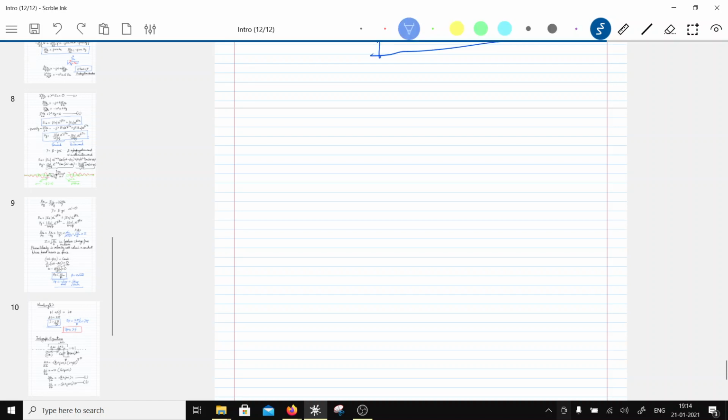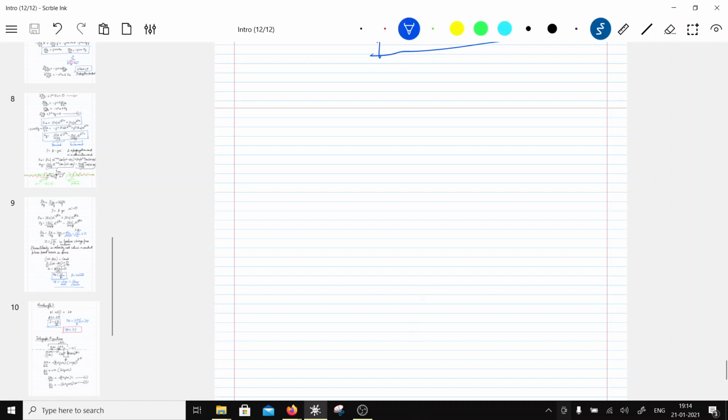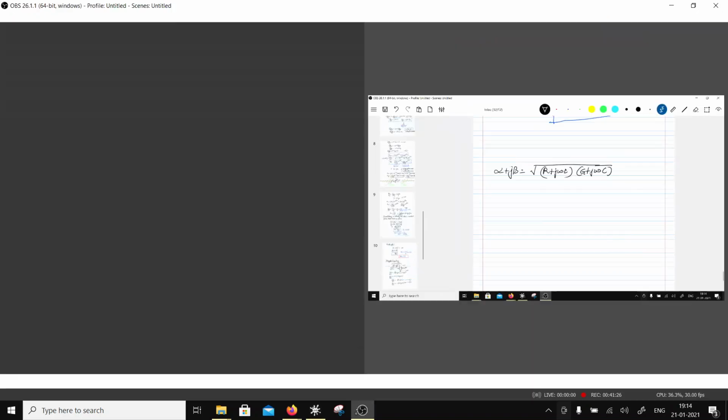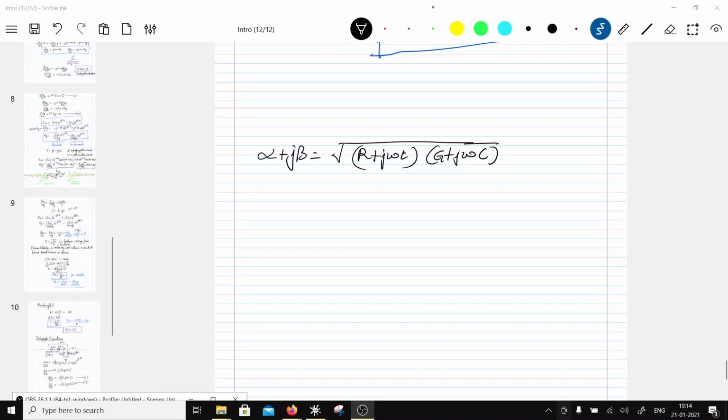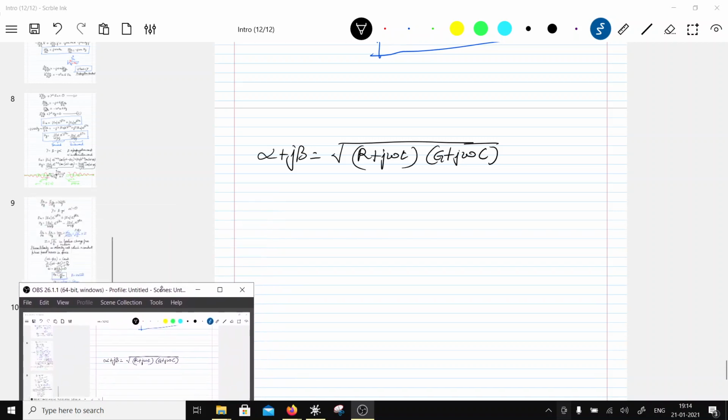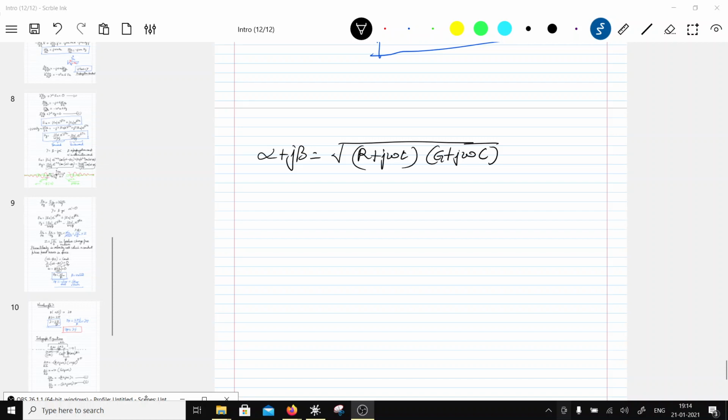Now in general case I would have to write, okay, so I'm writing a general case with the loss. Alpha plus j beta is equal to root of r plus j omega l into g plus j omega c, correct? Okay, I have spent 41 minutes, so I'm going to end this after this treatment. Okay, so now I can write this.